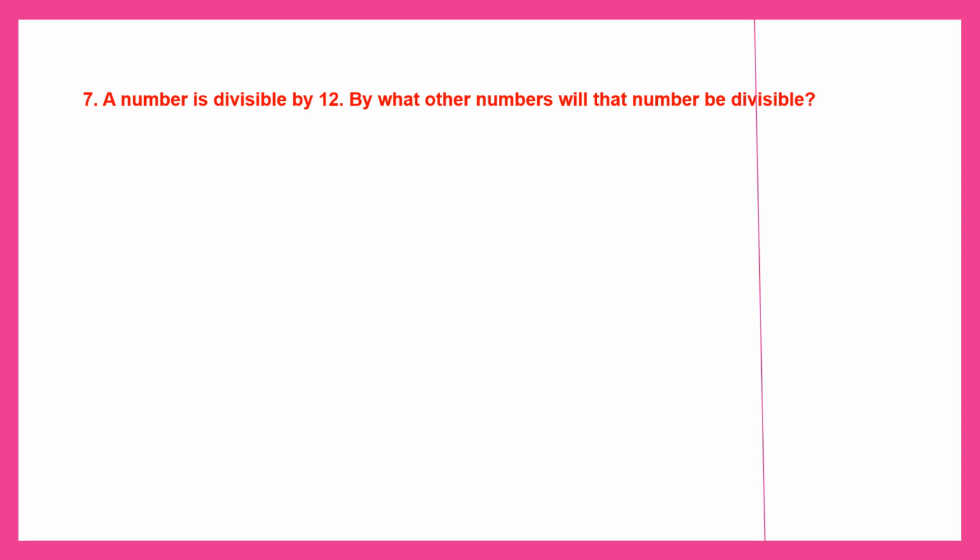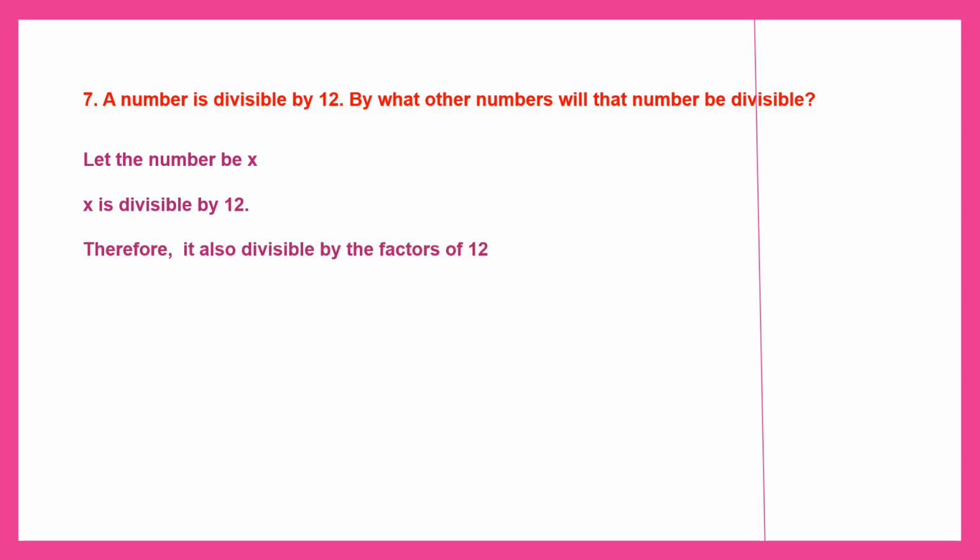Question 7. A number is divisible by 12. By what other numbers will that number be divisible? Now this is simple because we have only one number here. So this number, let us consider that number to be x. Let the number be x. That means x is divisible by 12 is given to us in the question. It is understood that it is also divisible by the factors of 12. So here we have to find all the factors of 12.